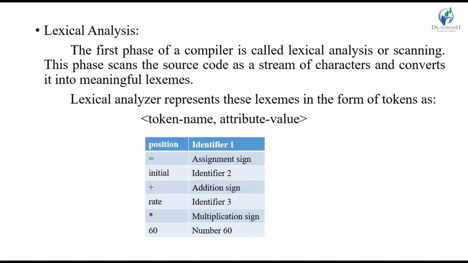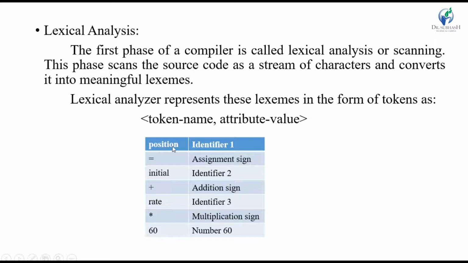So the lexical analyzer scans the source code as a stream of characters and converts it into meaningful lexemes. The lexical analyzer represents each lexeme in the form of a token, as token name and attribute value. Here we use the example position = initial + rat * 60. Position is one type of identifier. In this example there is more than one identifier, so I can identify them by number.